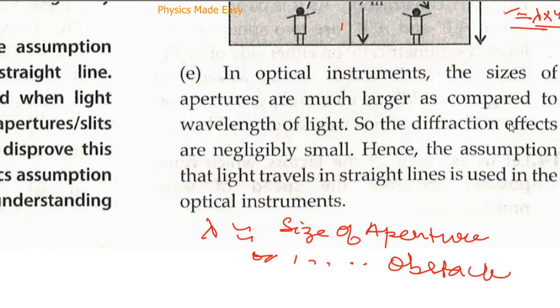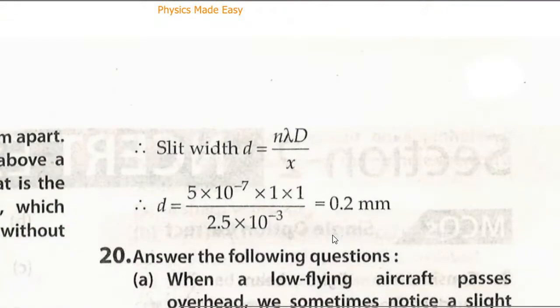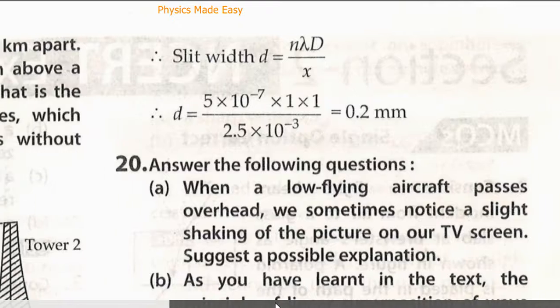But in normal cases, the size of the aperture in optical instruments is very large, and we deliberately keep their edges blunt. We don't take optical instruments with very sharp edges, to avoid diffraction. So diffraction effects are negligible, or very small. That's why we can assume that light travels in a straight line. The basic reason is that the apertures are very large compared to the wavelength of light.